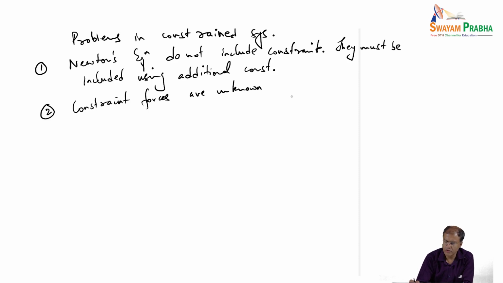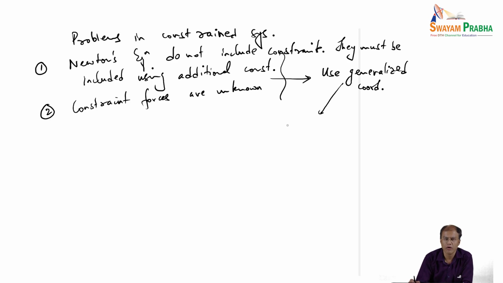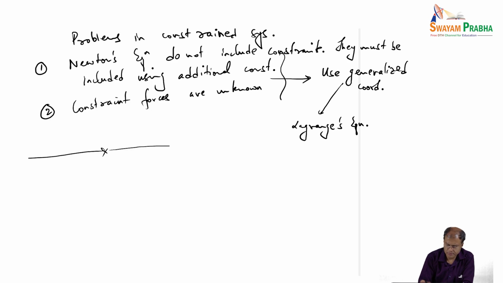So these are the two problems, and typically to avoid these two problems, we could use the method of generalized coordinates. Right? And the moment we are using generalized coordinates, we are talking about the Lagrange equations of motion. The Lagrange's equation of motion. Okay, so then generalized coordinates. So what are generalized coordinates?